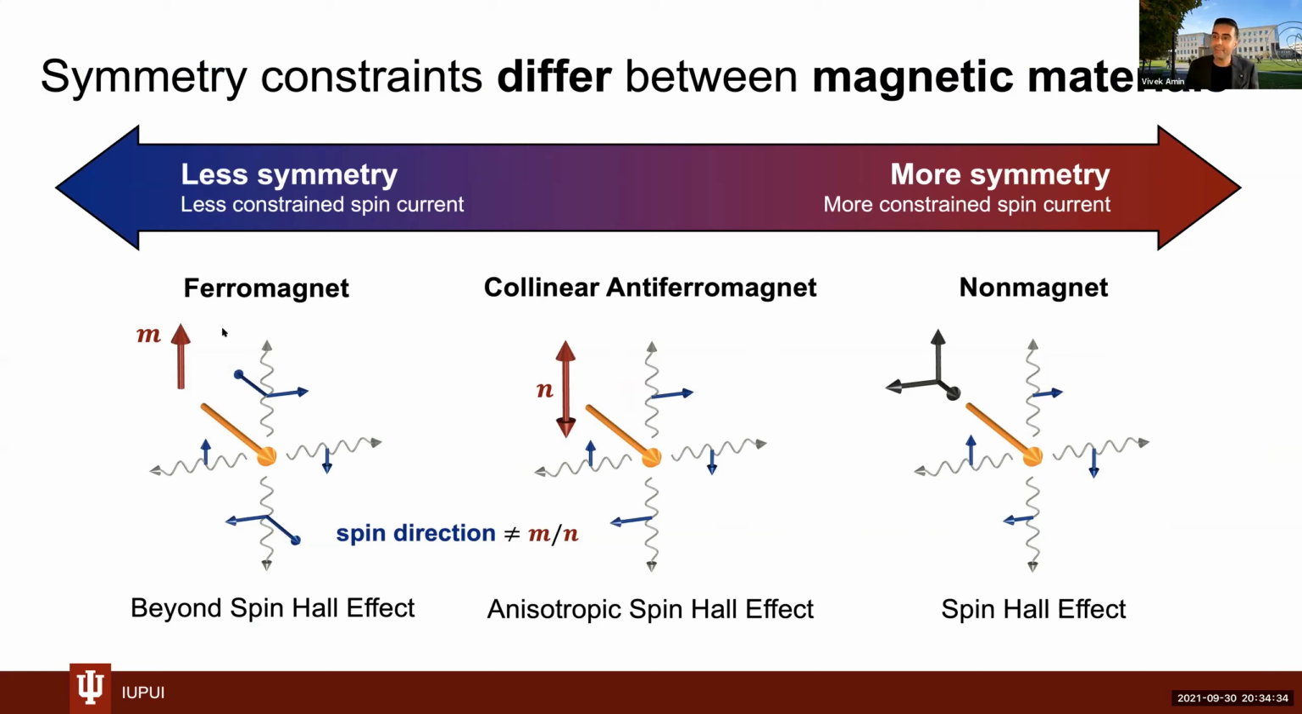That means that if they flow to the boundaries of that material, they can exert a torque, so that a magnetic material can exert a torque on itself through the spin currents created within the material. Okay, so how does this come about?